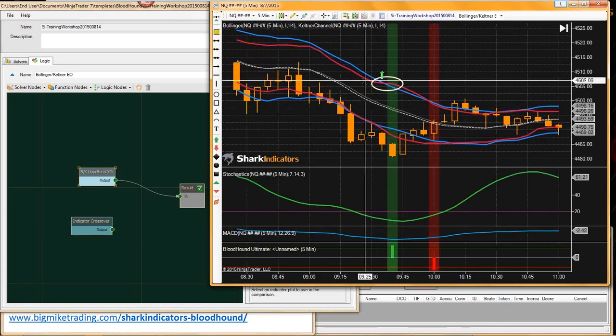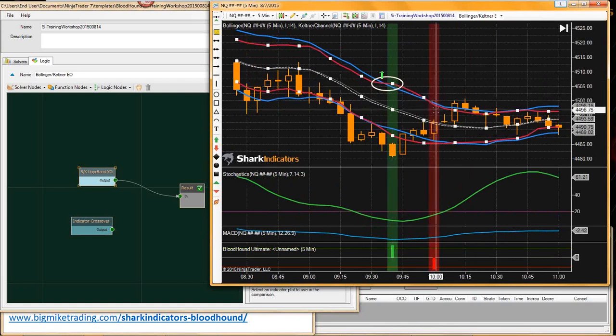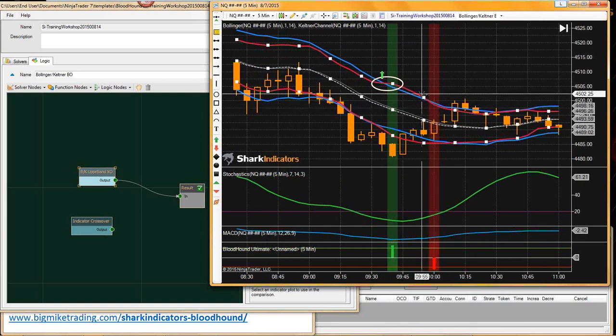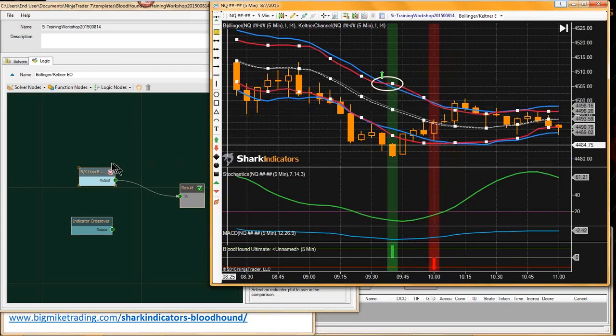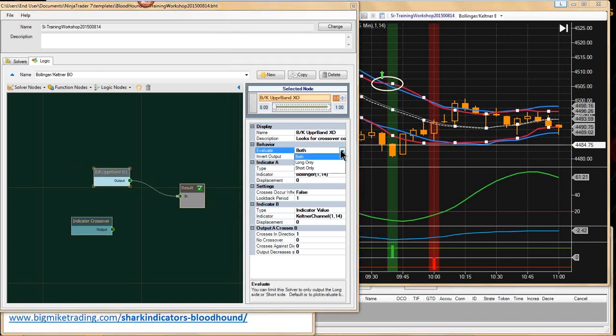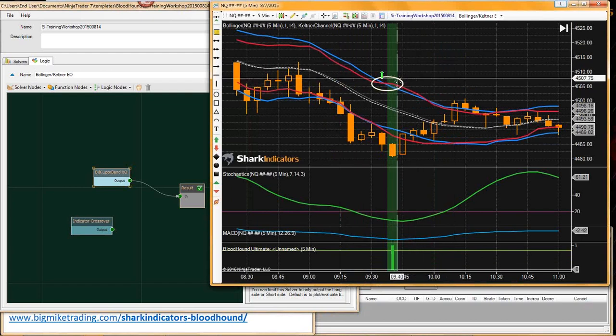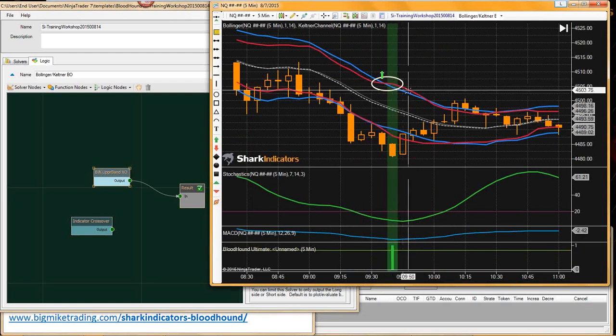Alright, so we can see when the red Bollinger crosses above, right, long signal; crosses below, short signal. So we're not interested in the crossing below. So when the Bollinger crosses inside the Keltner, we're not interested in that signal there. So let's turn that off. So in the solver here, we have the evaluate. So we just want to evaluate long signals only in this case. So now we're just left with the long signals there.